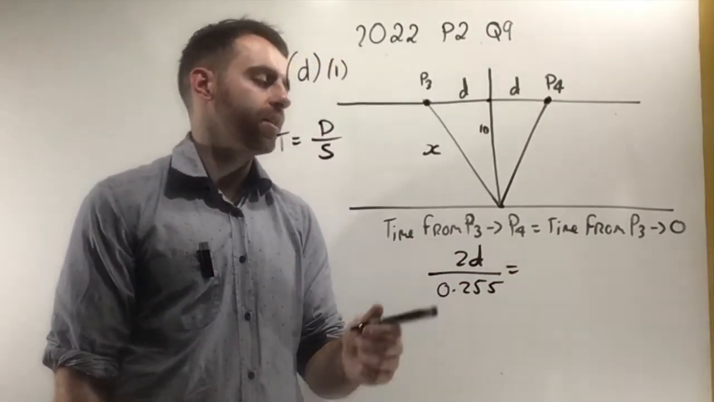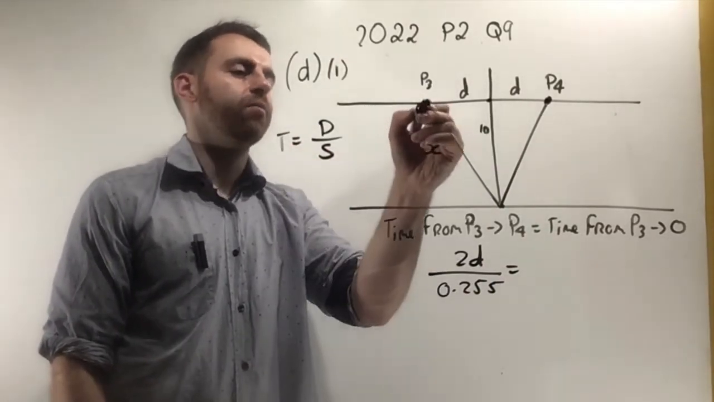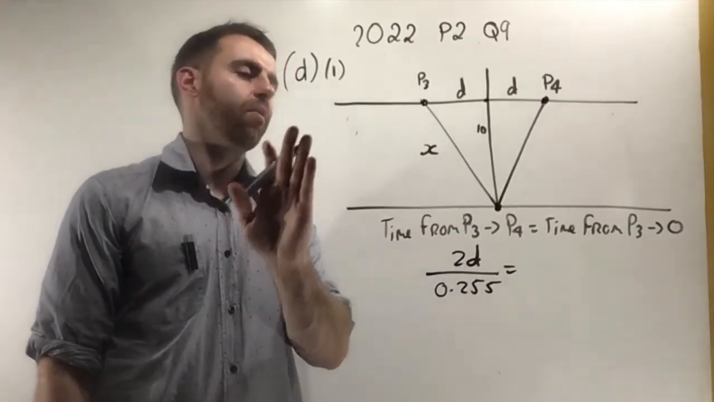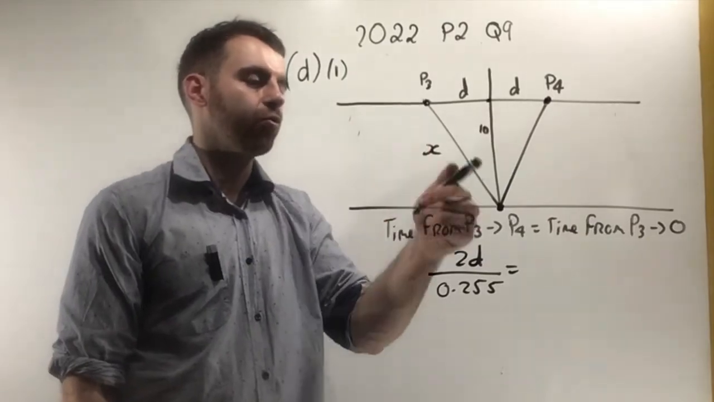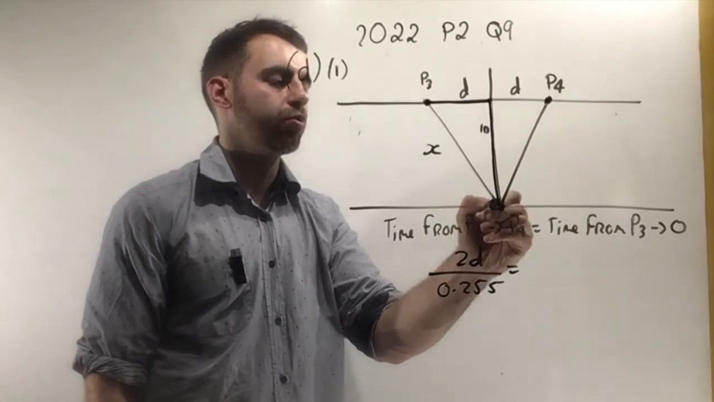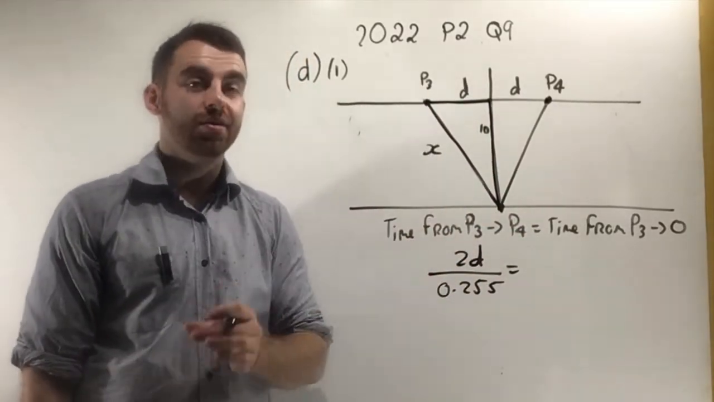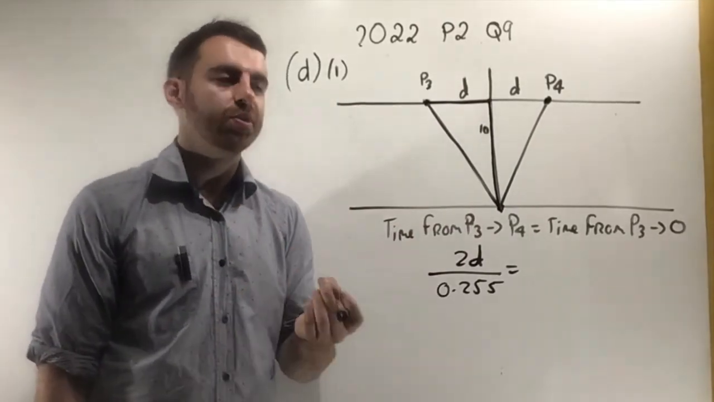The other thing that's equal is the time it takes the sound to travel from P3 to O. Now there might be a little bit more work involved here. Obviously that means I need the distance from P3 to O. You should recognize that we have a right-angled triangle here, and I want to work out the hypotenuse of the triangle, the distance from P3 to O. And I want the hypotenuse in terms of d.